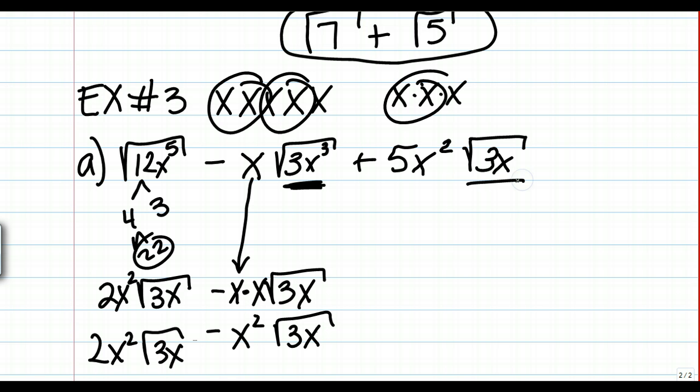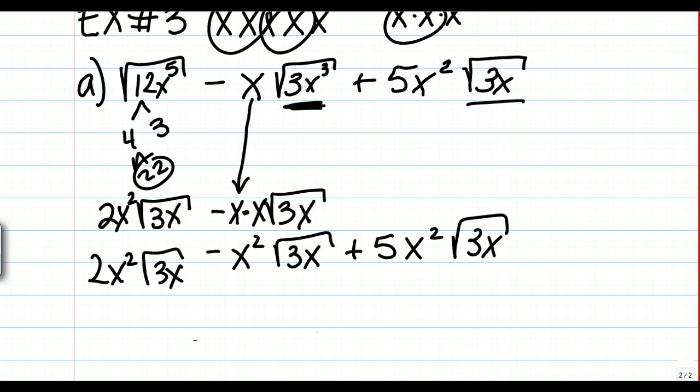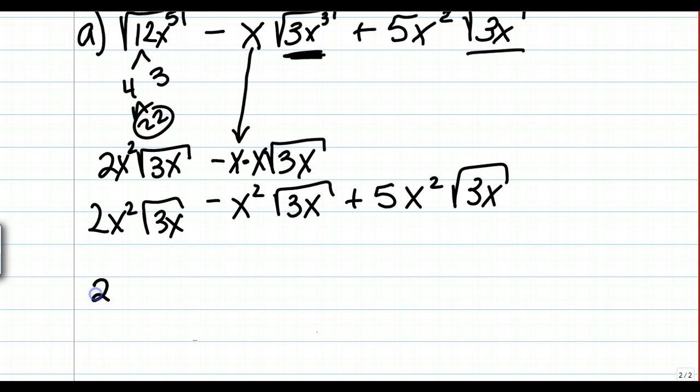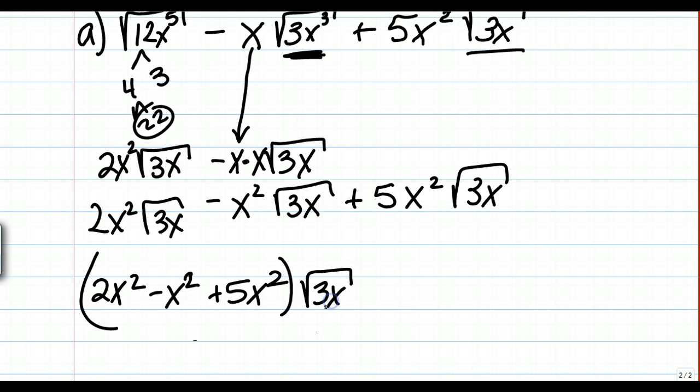This one, can you simplify that? You can't find buddies for anything. So now we're just looking at this question. And if you notice, we have common square roots, so we can add or subtract here. So I'm looking at 2x squared minus x squared plus 5x squared. So when we look at that, and it's still radical 3x inside, I have 5 plus 2 is 7 minus 1 is 6. So we have 6x squared radical 3x.